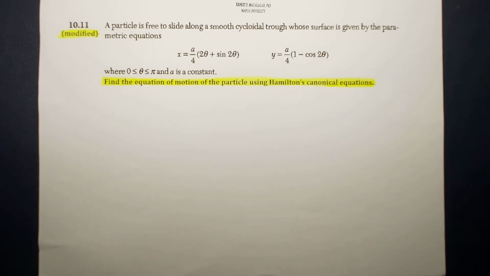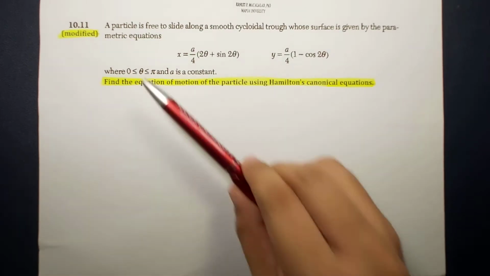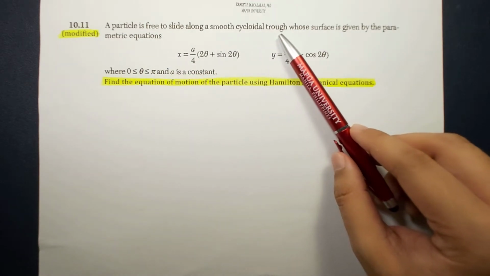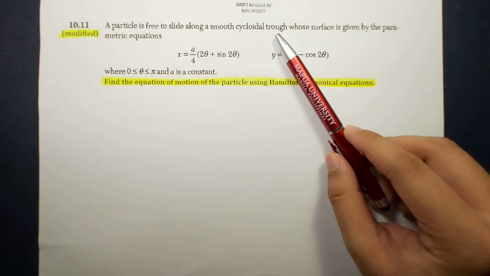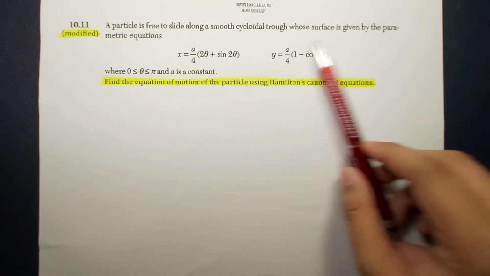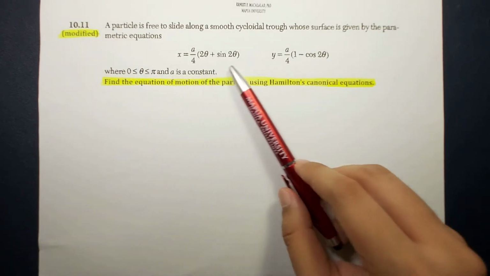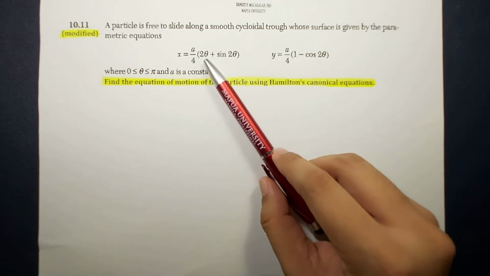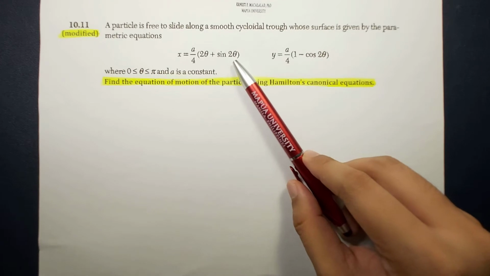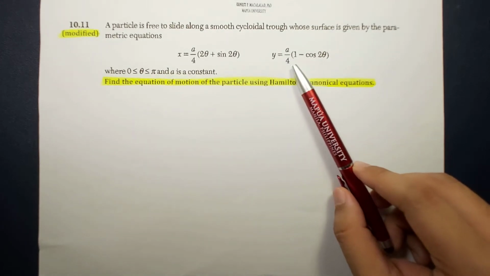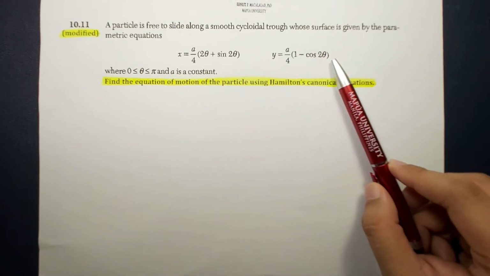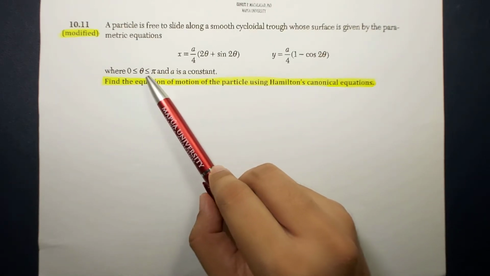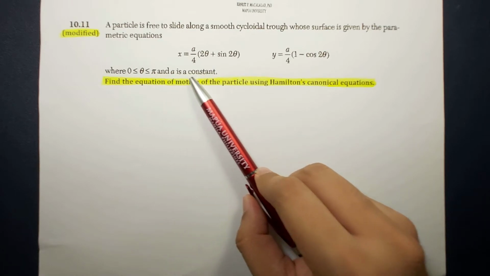The problem reads: a particle is free to slide along a smooth cycloidal trough whose surface is given by the parametric equations x equals a over 4 times (2 theta plus sine 2 theta) and y equals a over 4 times (1 minus cosine 2 theta), where theta ranges from values 0 to pi and a is a constant.